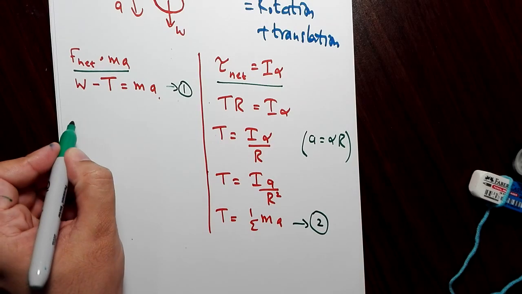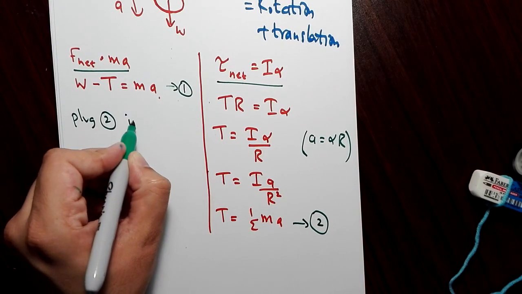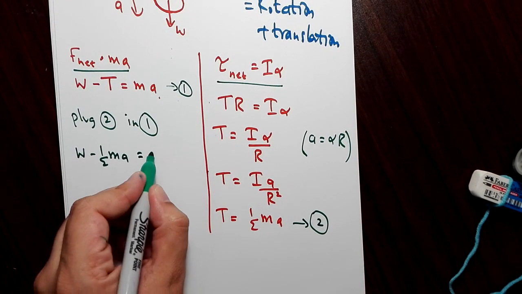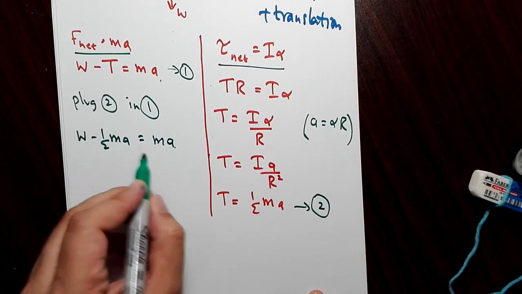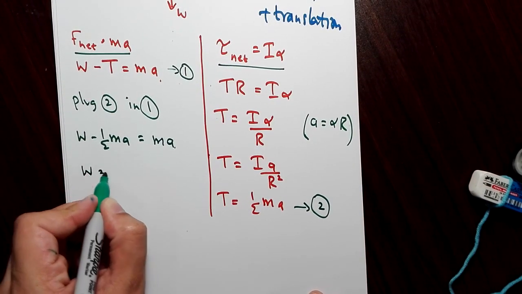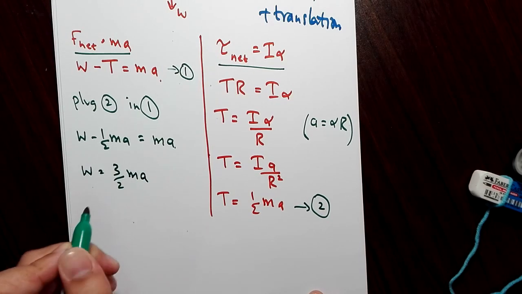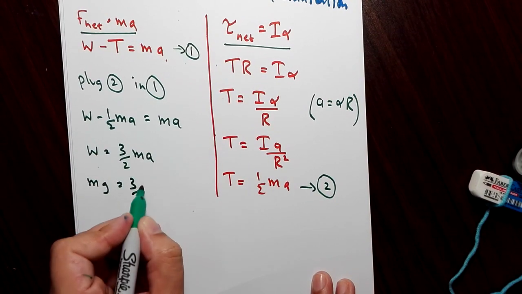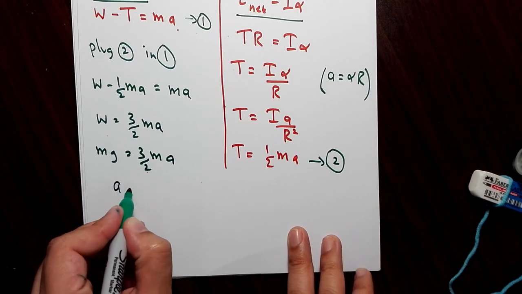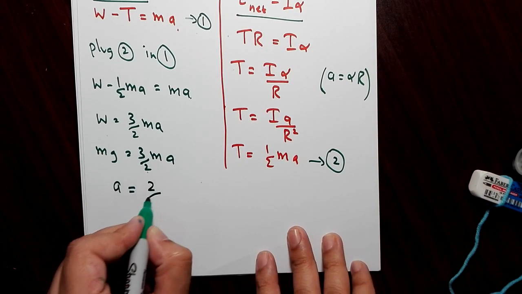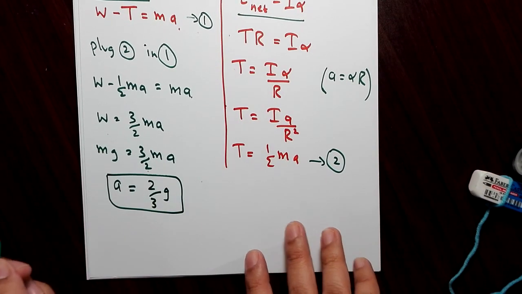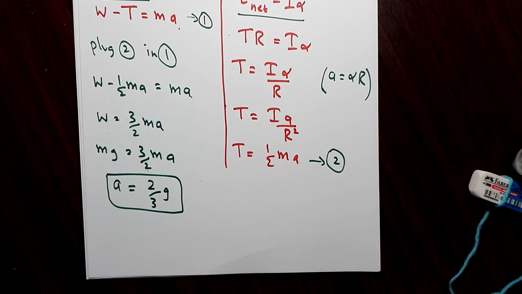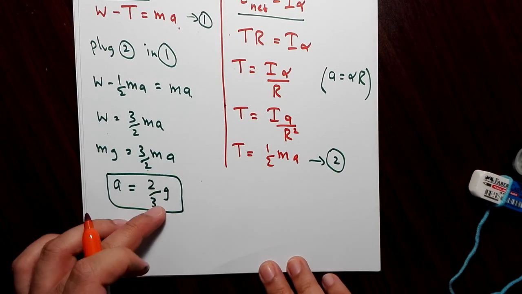So let's plug 2 into 1. We get W minus half ma equals mass times acceleration. So we're getting a very simple expression. You can see that W equals 3 by 2 mass times acceleration. Now W is just mg, so you get mg equals 3 by 2 mass times acceleration. So the acceleration of this yo-yo is 2 by 3 times g. It's interesting, right? You get a very simple expression for the acceleration of the yo-yo.